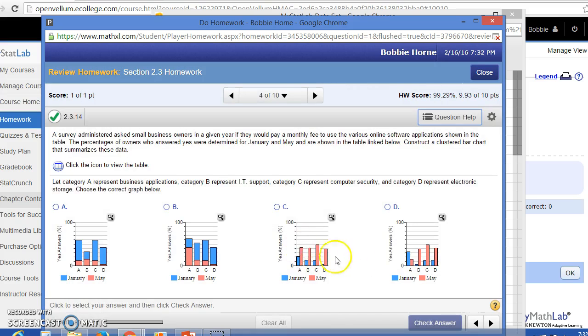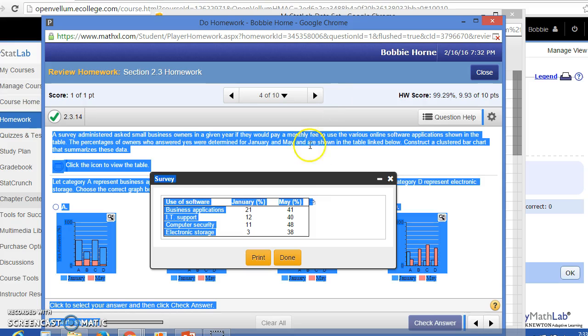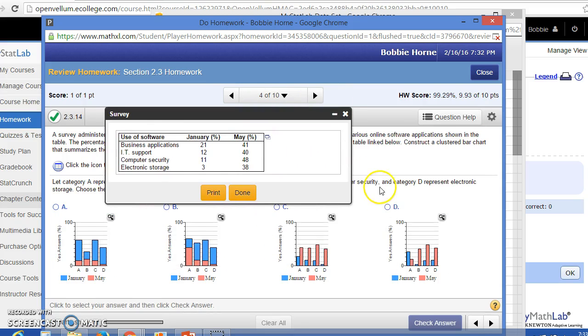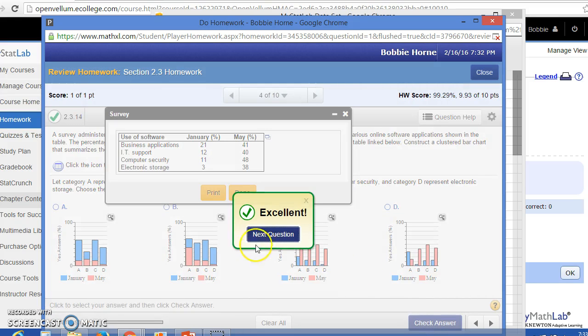Okay, so our clustered bar chart is either going to be C or D. So look at your table and let's look at January. The blue is January, the red is May. So in January, for our clustered bar chart, 21%. Let's look at our two choices here. This would be 10, 20, 30%. This would be 10, 20%. So you would have to go with answer choice C.